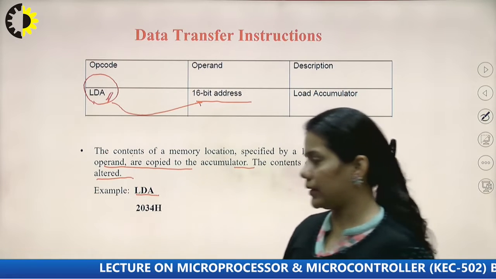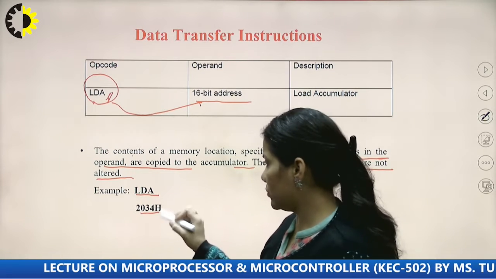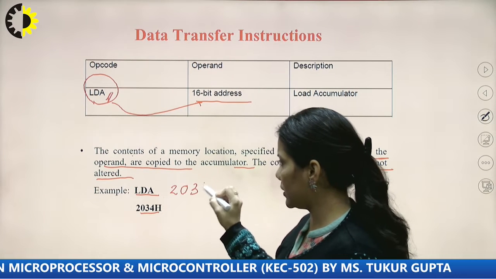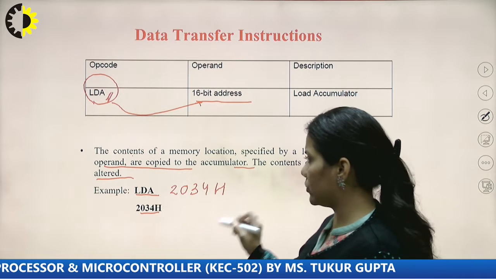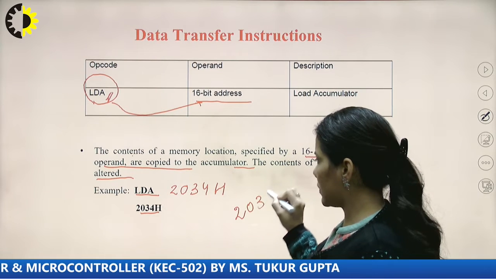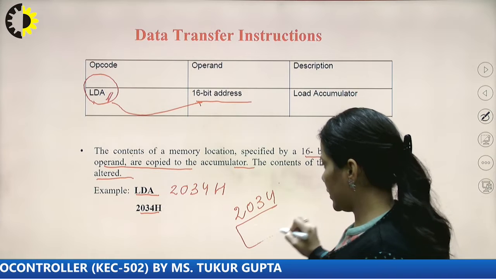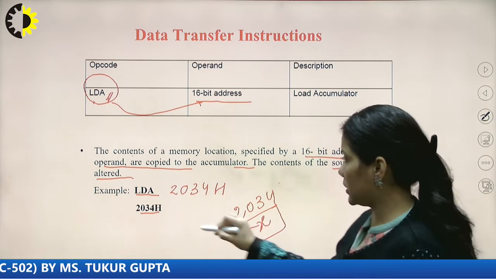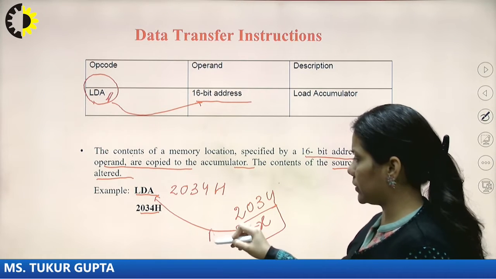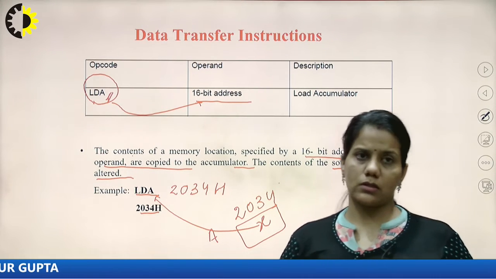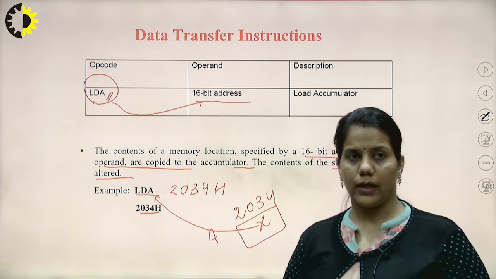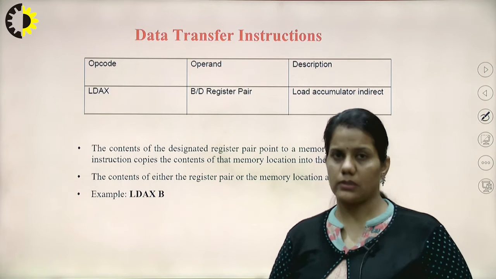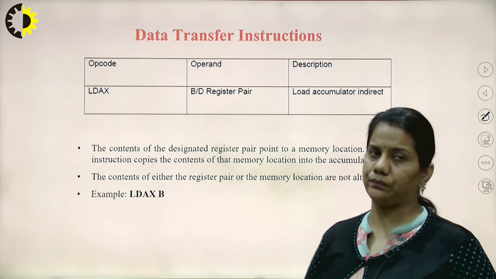Example, LDA 3020. This is a misprint here. The instruction looks like this: LDA 2034 means this is the memory location, and at this memory location, whatever data is stored, this data will be loaded in the accumulator. So in this way this instruction will work. LDA then 16-bit address. Next instruction in this category is LDAX.